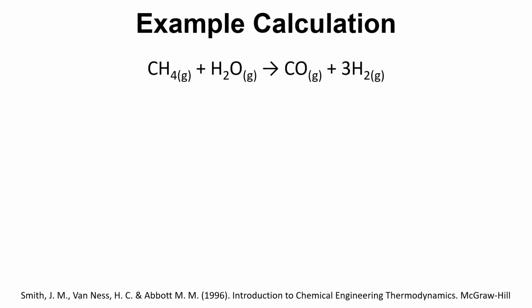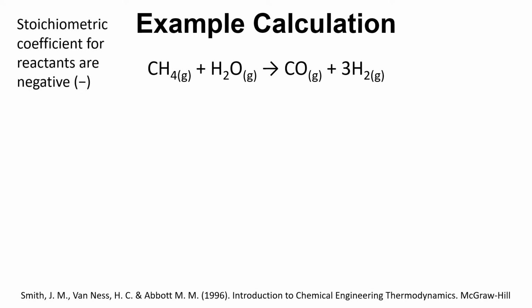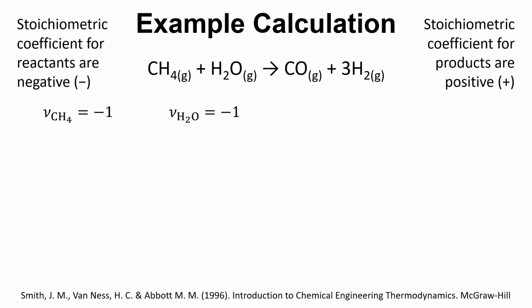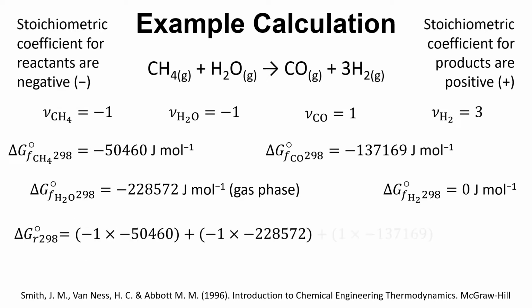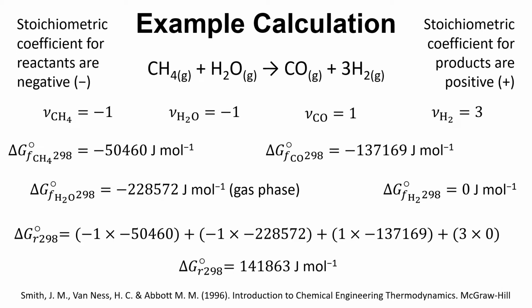Okay, so for an example, we've got steam reforming of methane. The reactants have negative stoichiometric coefficients, so methane is -1, water -1, but they're positive for the products, so the stoichiometric coefficient for carbon monoxide equals 1, and for hydrogen is 3. We can look up values for the Gibbs energy of formation for these different components, and then we can put these values into the equation and work out a delta G of reaction at 298 K equals 141,863 joules per mole.